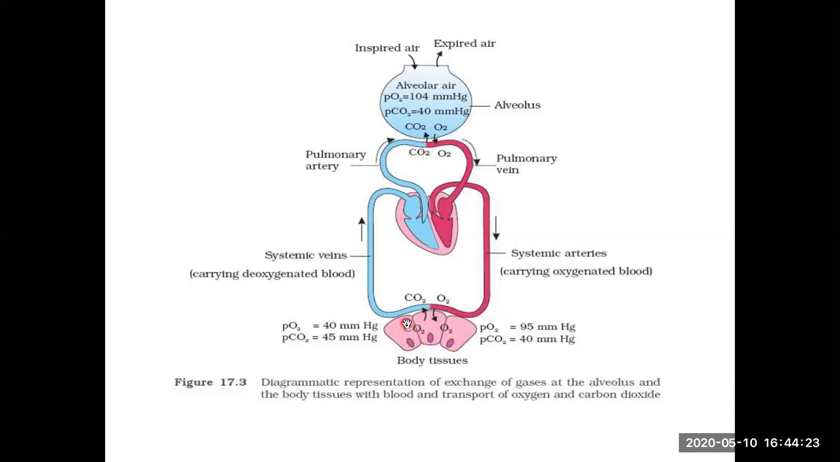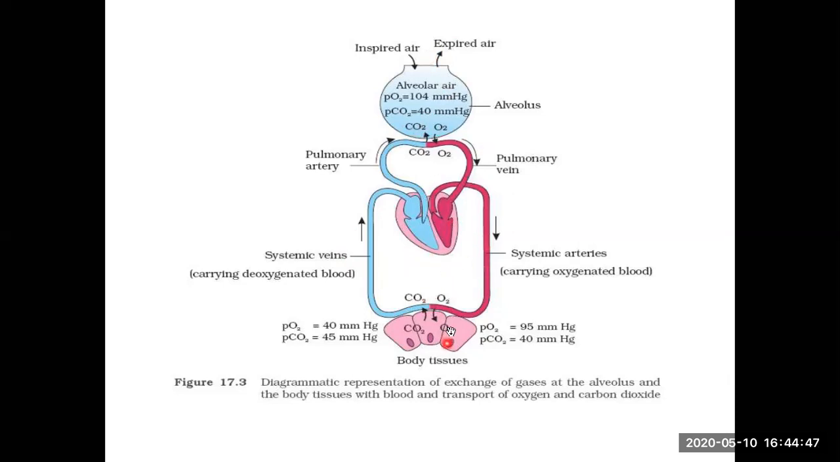So we can say that carbon dioxide easily moves here, then goes through the heart. Here the partial pressure in deoxygenated blood is 45, and here 40. So it diffuses into the alveolar air, where it is expelled out. So this is the process that explains the exchange of gases.